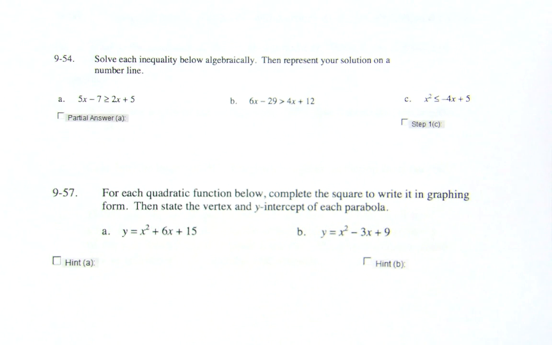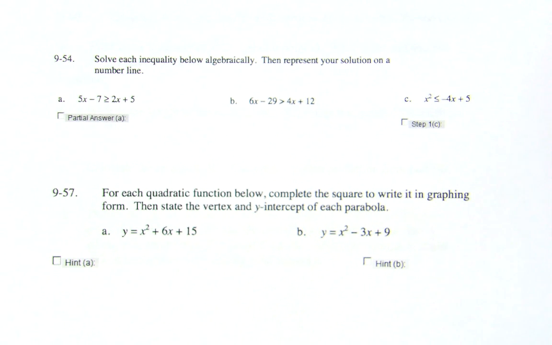Okay, this is math 2. We're going to do 54 and 57. For A and B on 54, you need to watch the first video in this chapter. That'll help you out with A and B on 54. So I'm only going to do part C, which does require that you have some knowledge of solving inequality with parabolas. And I need scratch paper.